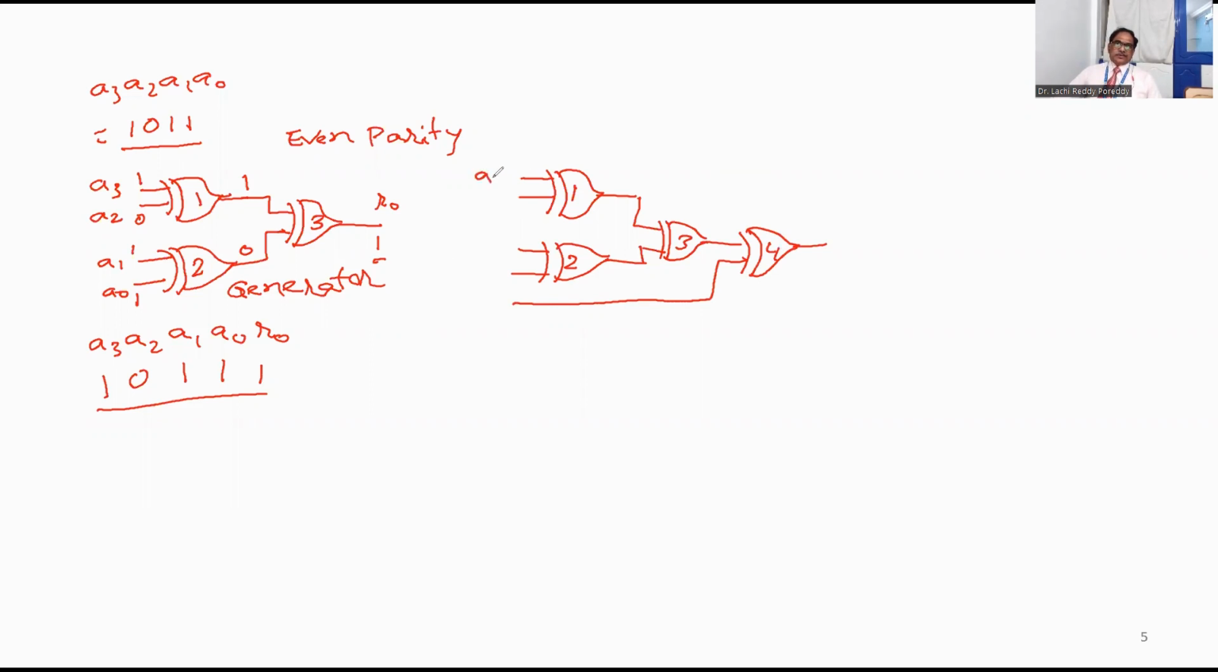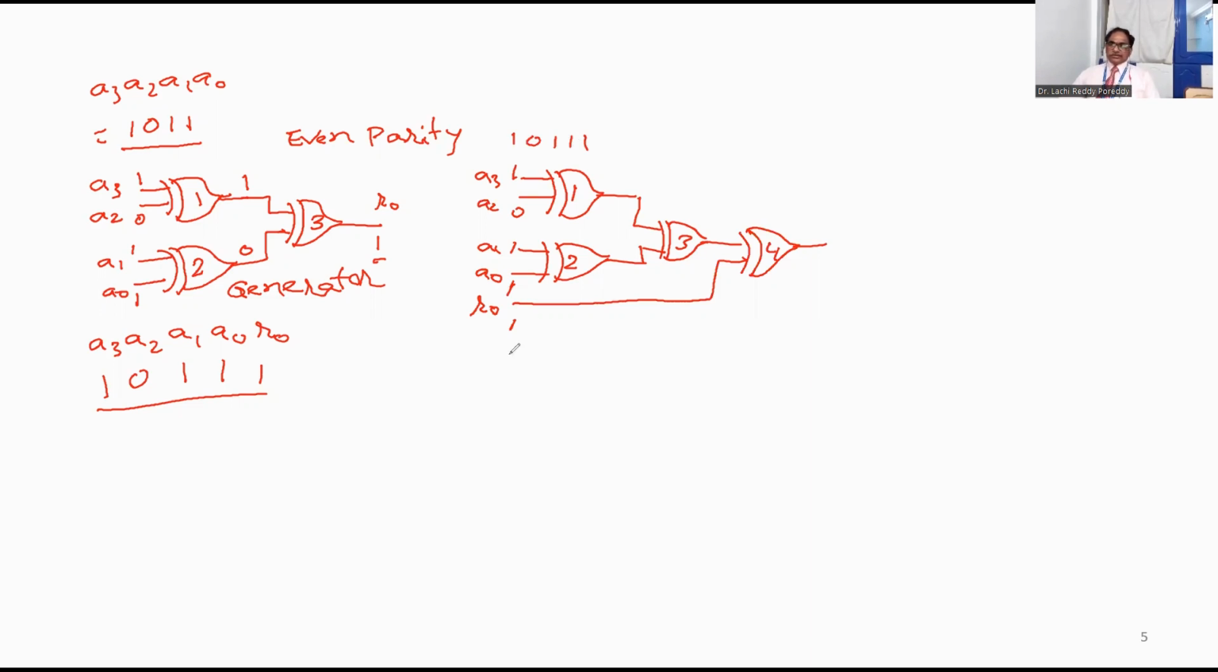This is A3, A2, A1, A0. This is R0, whatever is being received. Now this A3 is 1, A2 is 0, A1 is 1, A0 is 1, R0 also. If the same thing is received, let us assume that the received data is 1, 0, 1, 1, 1.